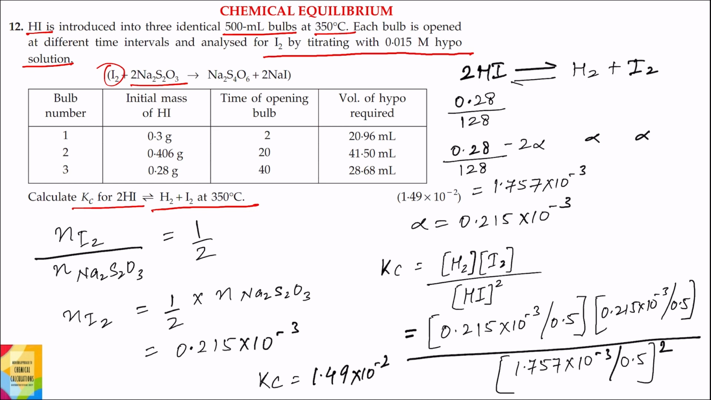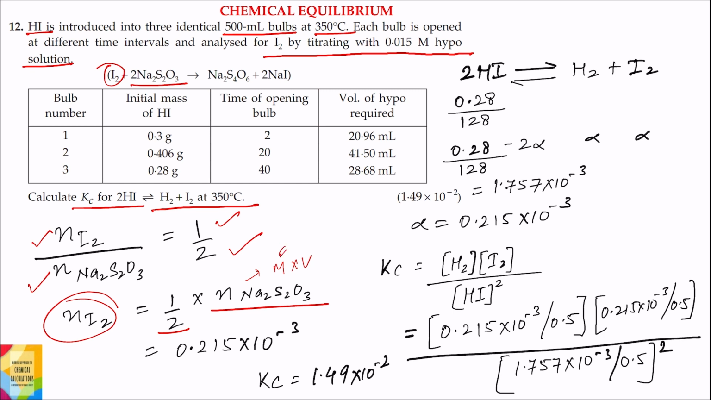Now from the balanced equation we can see 1 mole of iodine reacts with 2 moles of hypo solution. So moles of iodine divided by moles of hypo solution will be 1 by 2. Now from this, moles of iodine will be equal to half into moles of hypo solution. Now moles of hypo solution will be molarity of hypo solution into volume of hypo solution.